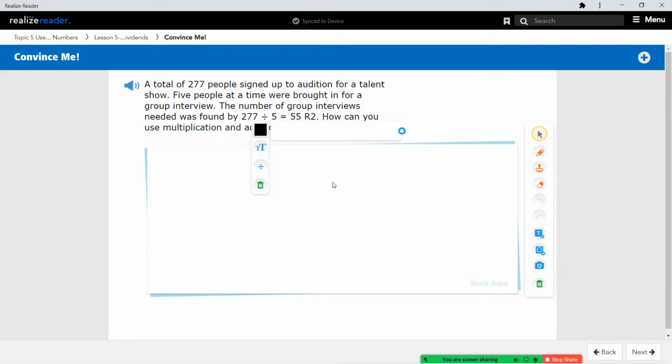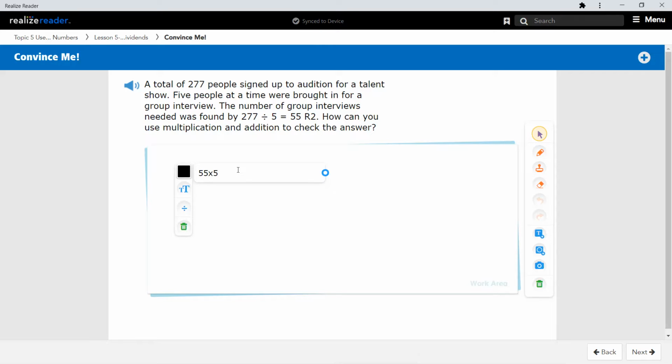So in order to use the opposite or the inverse operation, remember the opposite of division is multiplication. So let's do 55 times 5 to find our answer there. And then whatever our answer here, we're going to add the remainder 2 to that answer to figure out how much our sum is going to be. Now, if our answer here is equal to 277, after we add those 2, then we know our answer is correct.